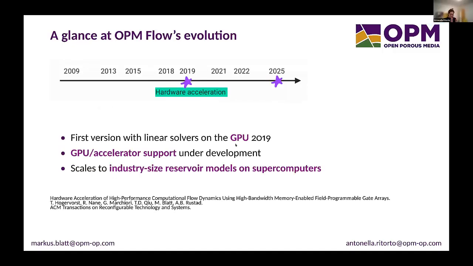Okay, and another highlight in 2019 is related to hardware acceleration. So that was the time where the first version with linear solvers on GPU was done. And nowadays, there are still improvements, and this acceleration process is in progress, let's say. And what this brings to OPM Flow is to scale to industry-sized reservoir models on supercomputers.